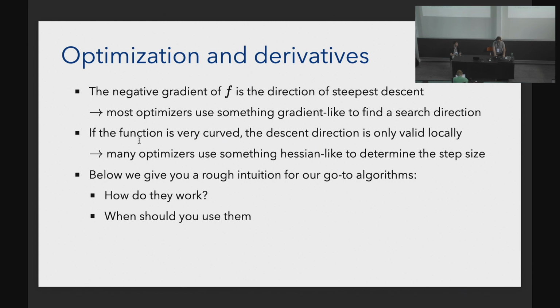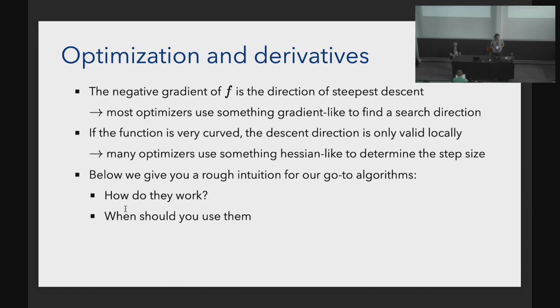Another observation: if you imagine a linear function, so just a straight line, and you have a descent direction, then you want to go as far as possible, because it only gets better in that direction. But if you have upwards curvature, you don't want to go so far, because then your descent direction is only valid very locally to where you were. This hopefully gives you some intuition of why most optimizers use something Hessian-like to determine the step length. So they use a first derivative to determine direction, and then a second derivative to determine how far to go. For a very curved function, they typically don't want to go that far.